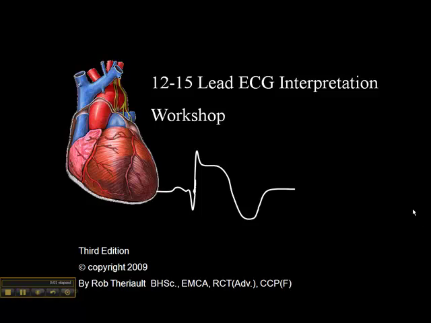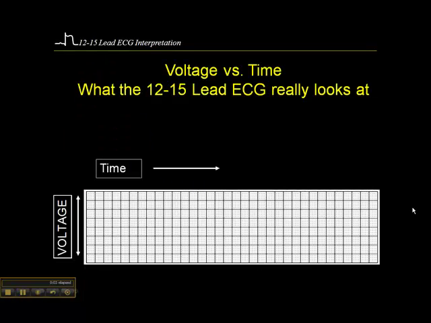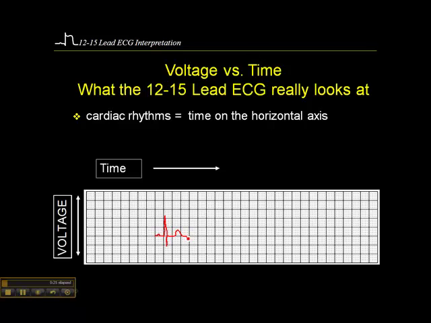On page 17, the workbook describes this concept of voltage versus time, which is the fundamental difference between cardiac rhythm interpretation and 12-lead ECG interpretation. With cardiac rhythms, we're always looking at everything on the horizontal plane. We're looking at, let me just draw it out here. We're looking at PR intervals, QRS durations, QT intervals, heart rates. All of those are time-related issues.